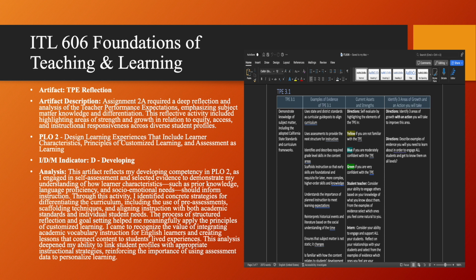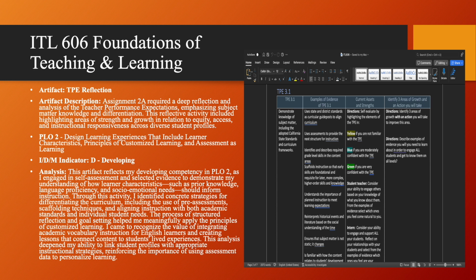My analysis includes this artifact reflects my developing competency in PLO2. As I engaged with self-assessments and selected evidence to demonstrate my understanding of how learner characteristics such as prior knowledge, language proficiency, and socio-emotional needs should inform instruction through this activity, I identified concrete strategies for differentiating the curriculum, including the use of pre-assessments, scaffolding techniques, and aligning instruction with both academic standards and individual student needs. This process of structured reflection and goal setting helped me meaningfully apply the principles of customized learning.